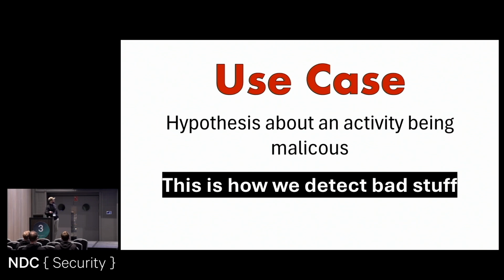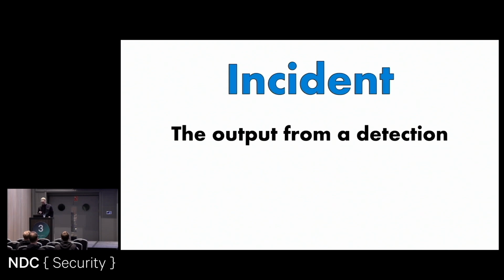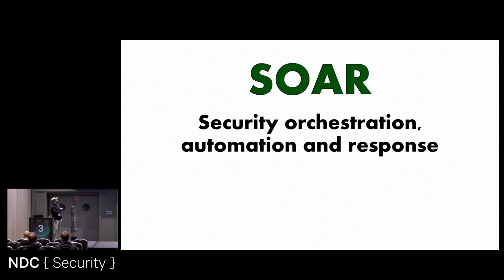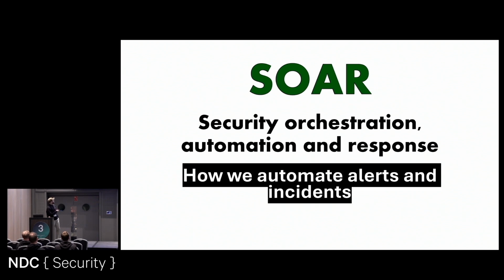And then when we get a hit, when we find something, we get an alert, or after a certain threshold, it's turned into an incident. And this is the output from a detection, and this indicates bad stuff, potentially, because it could be a false positive. And then we have SOAR, which is what we're going to be talking about today, the star of the show. This is a mouthful: security orchestration, automation, and response. And this is how we automate alerts and incidents. This is basically when we get an incident, what can we do with it? Can we group it with other incidents, do enrichment, forwarding, response, and things like that.